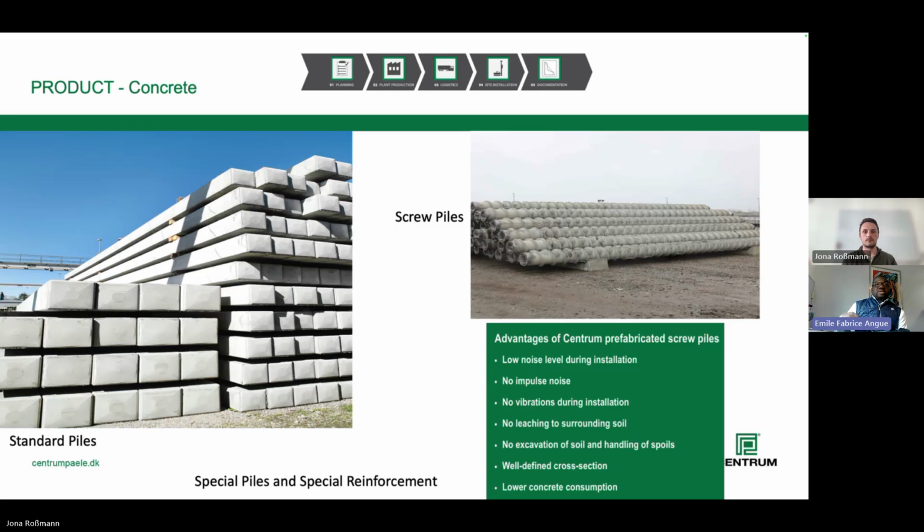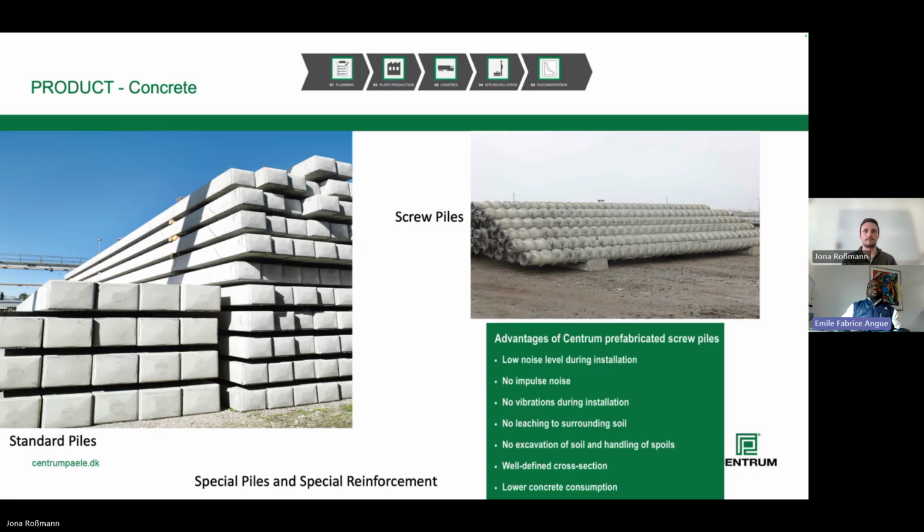So our standard piles, I think everybody knows our piles, but they didn't know they are from Centrum Paele. For example, when you travel by train, you can see those steel columns, the electrification steel columns. The foundation under that column is from Centrum Paele. You can see that in all European countries when you travel.